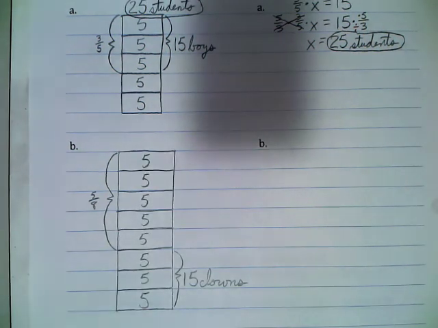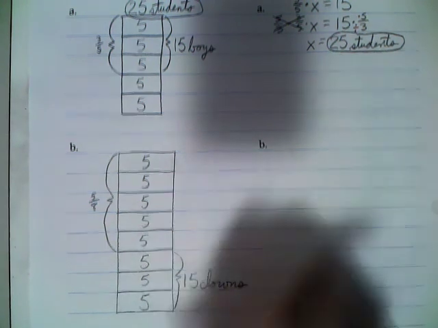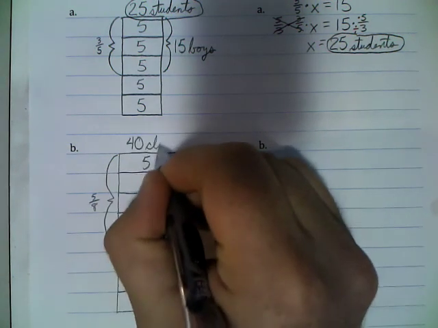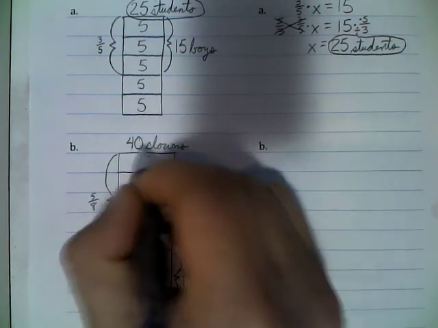Okay. So let's keep reading then. How many clowns were there in all? Well, it's asking for the whole thing. So that means I have 8 groups of 5. Well, 8 times 5 is 40 clowns.